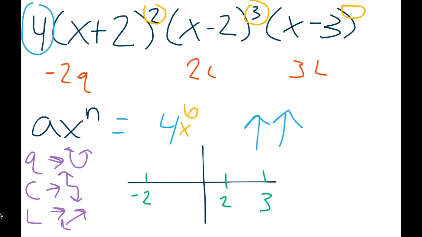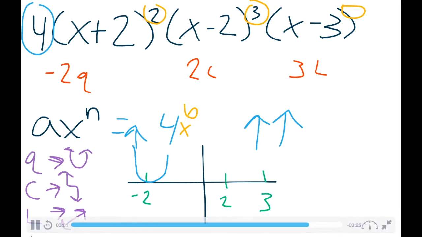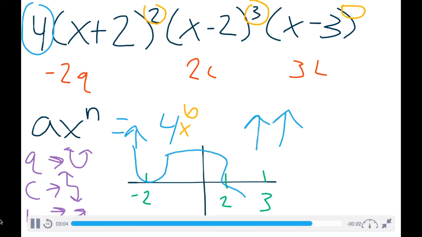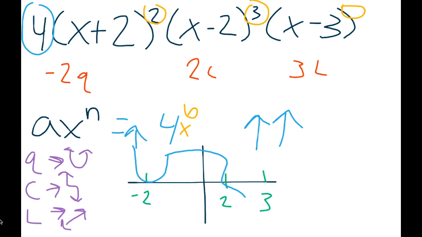Since we know our end behavior is up, up, we start our line at the up point. Now, we determined that our negative 2 was quadratic, therefore it bounces. Our 2 is cubic, so it just swivels through. And our 3 is linear, so it's just a straight line through. That is what our function looks like graphically. As x approaches negative infinity, y approaches positive infinity. As x approaches positive infinity, y also approaches positive infinity.